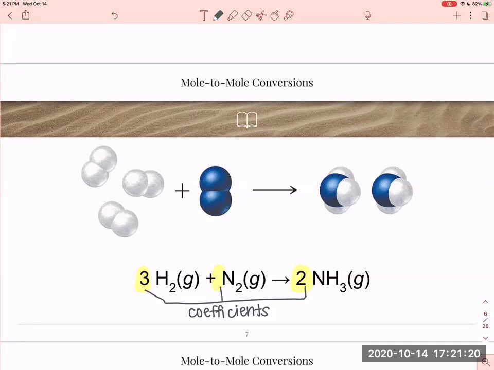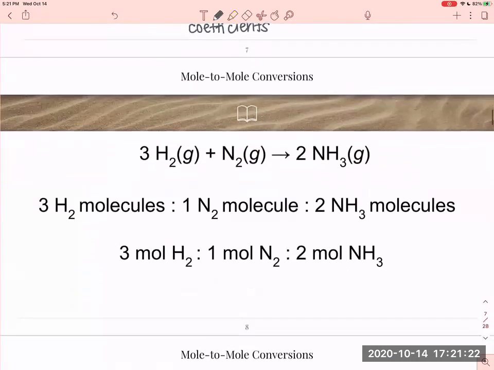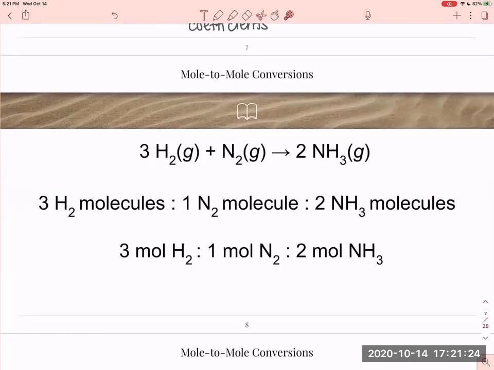So how could I write some of these ratios? Let's look. I could absolutely talk in terms of molecules. Isn't it true that 3 hydrogen molecules is in a relationship, in a ratio, with 1 nitrogen molecule? Again, I'm just pulling these coefficients down into this ratio, and it makes 2 ammonia molecules.